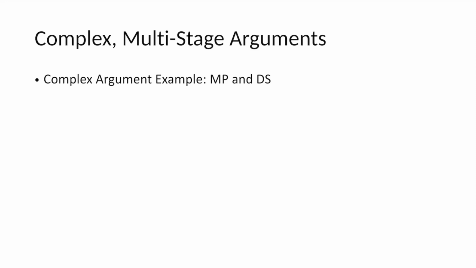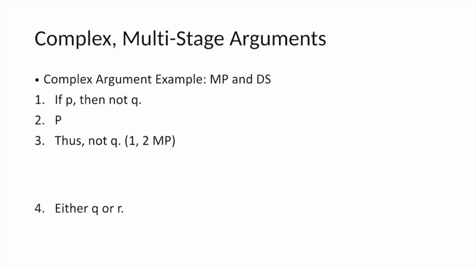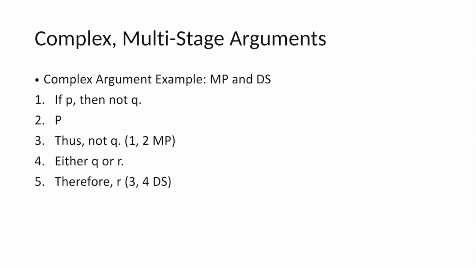So then I mentioned that arguments can get pretty complicated. Those are the 5 basic forms you'll see me use and that you'll be using this semester. But you can combine these forms to make very complicated arguments. So here's an example of a complex multi-stage argument that links a modus ponens and a disjunctive syllogism together.